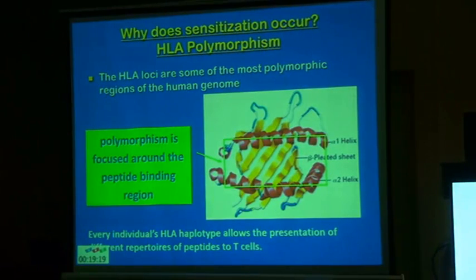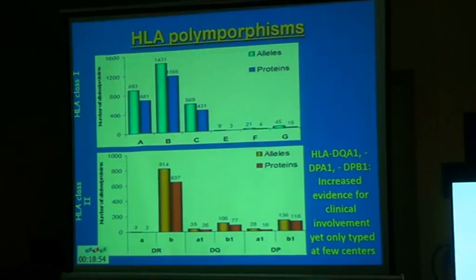Why does sensitization occur? Sensitization occurs because of the HLA polymorphism. The HLA loci are some of the most polymorphic regions of the human gene. Polymorphism is focused around the peptide binding region. Every individual's HLA haplotype allows the presentation of a different repertoire of peptides to the T cells.